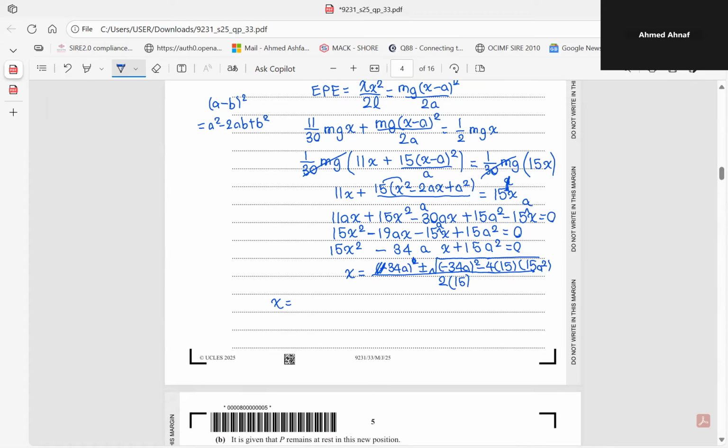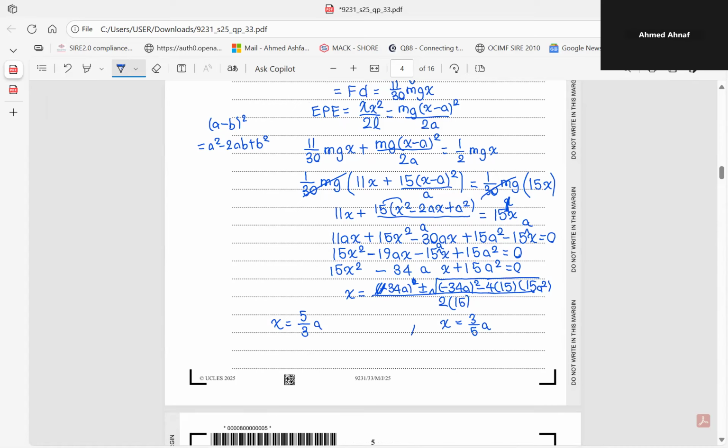So minus 34 squared minus 4 times 15 times 15. You get square root 256. So that gives you 16a. And 34a plus 16a is 58. 58 divided by 2 divided by 15, you get 5 over 3a. As for the other solution, you get 34 minus square root 256, 18. 18 divided by 2 divided by 15, you get 3 over 5a.